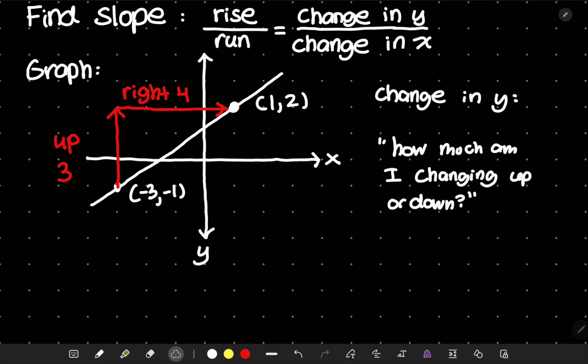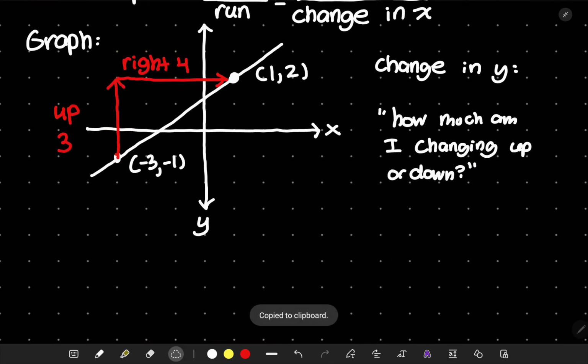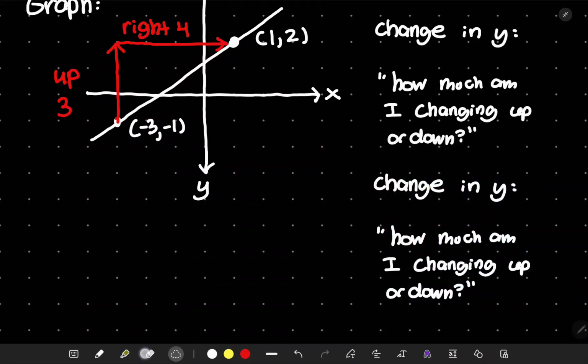But then what about the change in x? Surely that also has a change. And yeah, since we had two directions, up and down, it makes sense that we're also going to have a change in x. This time not going just up and down, but going left to right. So the change in x is really saying how much am I changing left or right. So right or left.